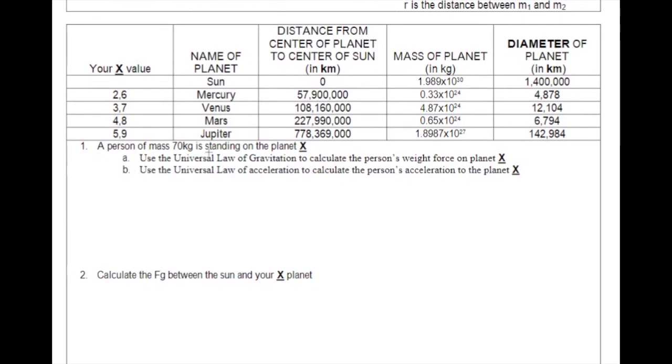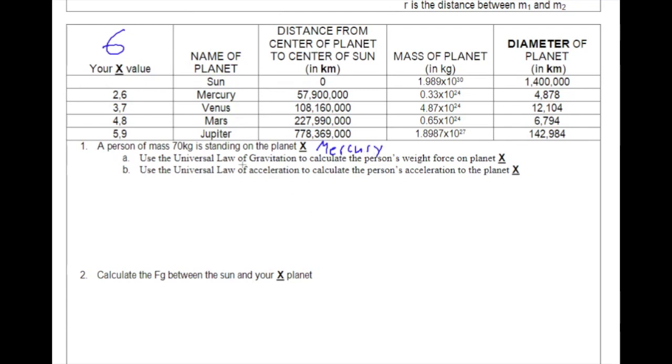It says a person of mass 70 kilograms is standing on planet X. You'll see all these X's on this worksheet because I want you to pick any X value and it will give you some planet and other values. I'm going to choose my X value to be 6. That gives me the planet Mercury and all of this information for this first part. I'll write Mercury here just in case you skipped the part where I said it.